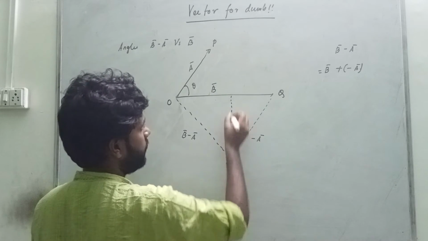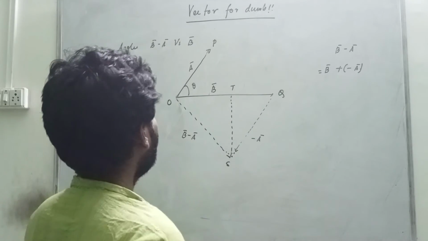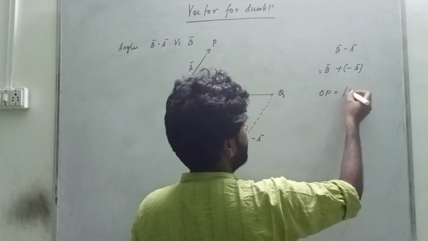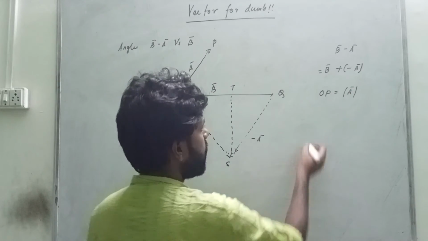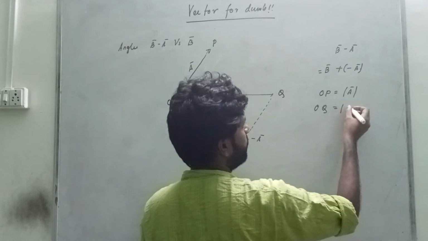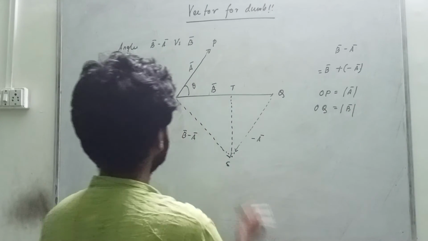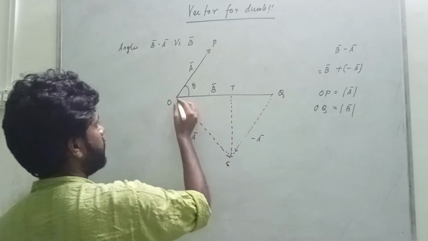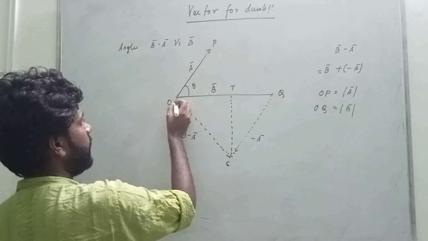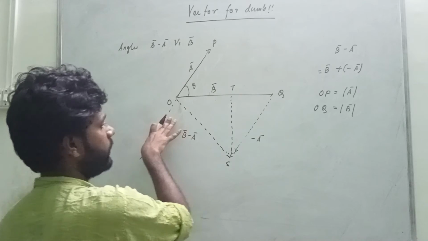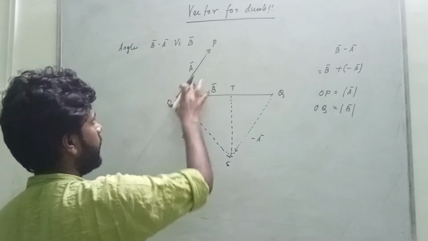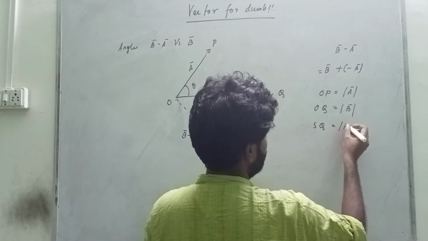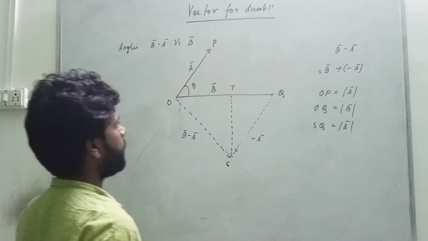Just a perpendicular, so name it T. Okay. And OP means the length of the vector A. OQ means the length of the vector B. And obviously OP and SQ are similar, right? Because I just transfer it parallelly from here to there. So actually the length of OP and the length of SQ are the same, the modulus of A, right?